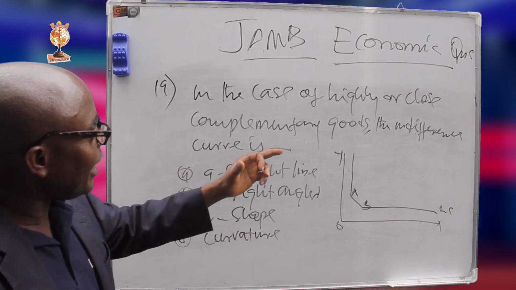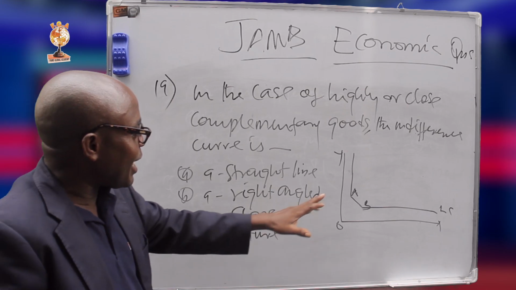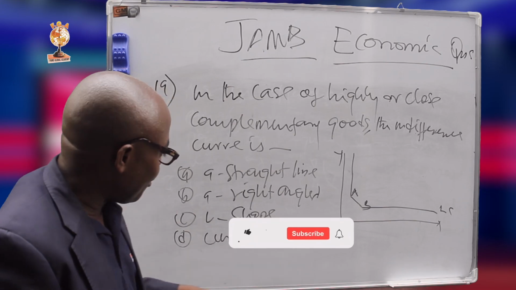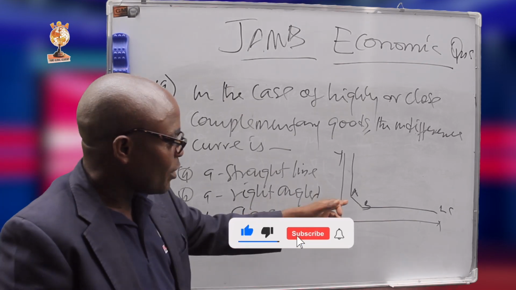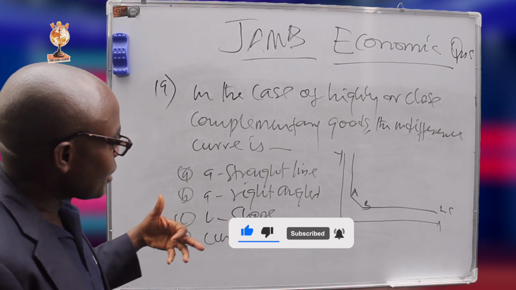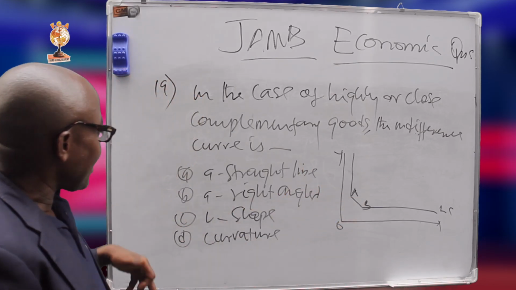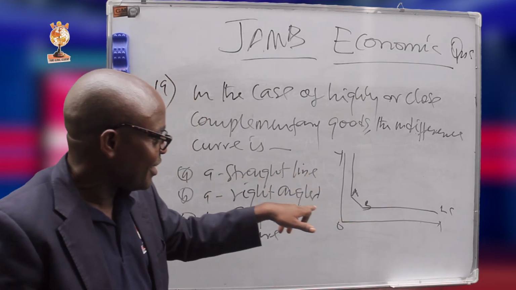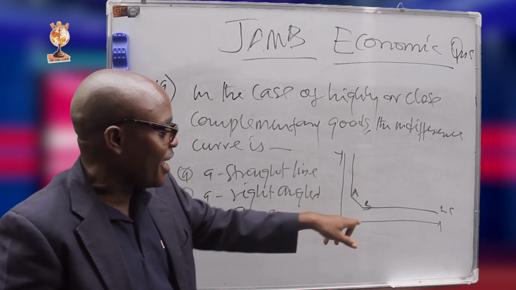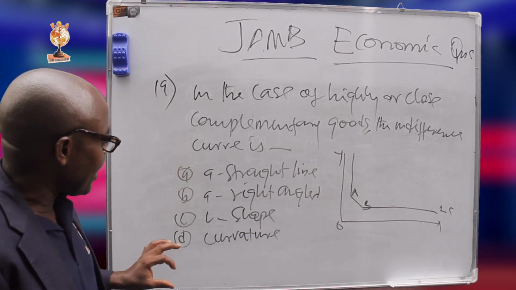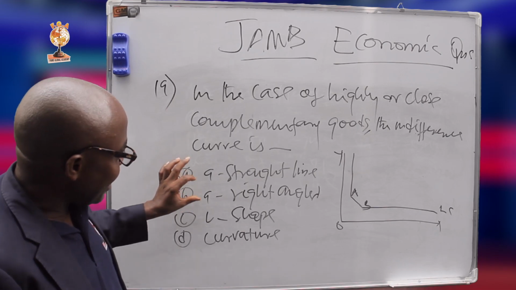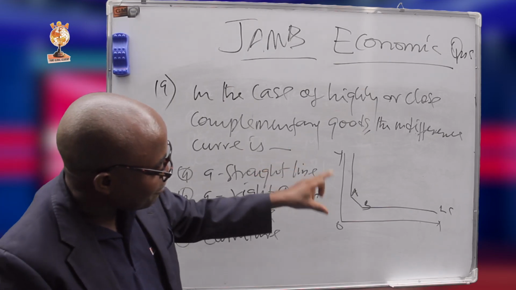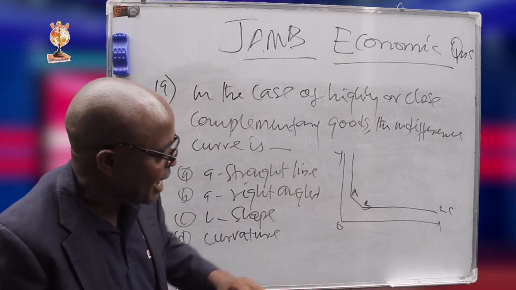Now the indifference curve. When you look at this diagram here, there's already a curve here. By this curve, it means there is already what we call deviation. Now look at option A, a straight line. Here we do not have a straight line, so A does not fit in here. Then you have a right angle. Here too, you do not equally have a right angle in this diagram.